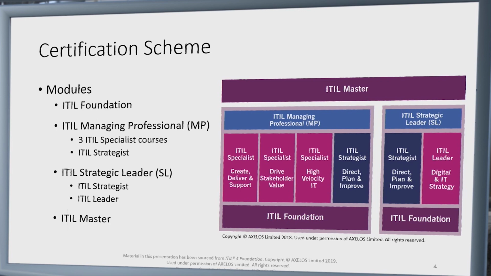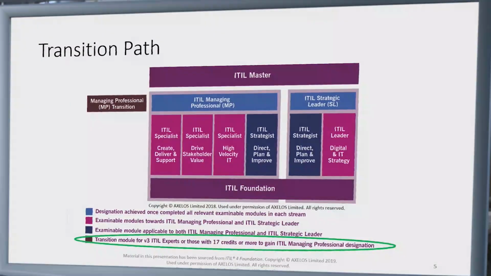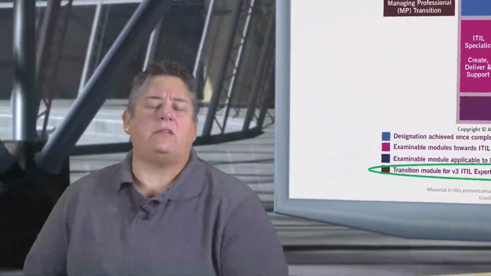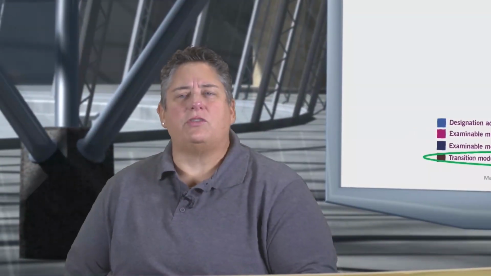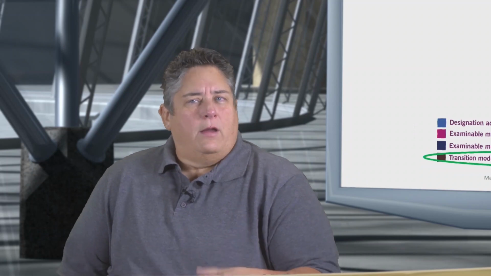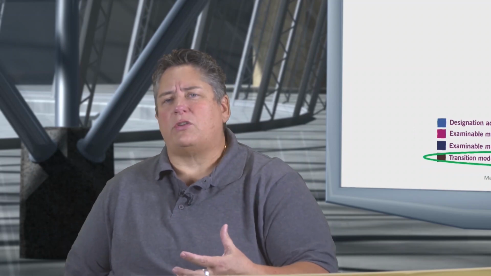Now, because you already have an ITIL Foundation certificate, pay attention here to this transition path. There is no transition at the foundation level, but there is a transition class for those folks who have achieved the ITIL Expert, or those individuals who have 17 or more credits from the previous certification scheme. You can take this transition course and go right into achieving the Managing Professional certification. All right, so those are the 2 certification schemes.